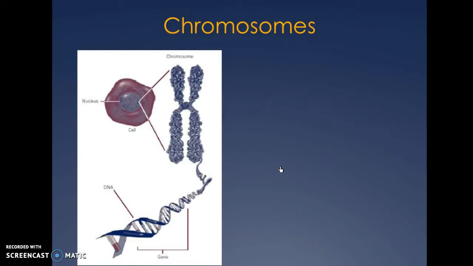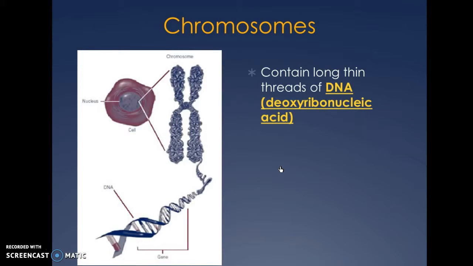Moving on to chromosomes. Chromosomes contain long, thin threads of DNA, deoxyribonucleic acid. So in the picture over here, we have a cell and we have the nucleus. Now you can see these darker spots inside, and when you zoom in on those, you're going to get this picture of a chromosome. And if you zoom in on the chromosome, you are going to get long, coiled DNA, deoxyribonucleic acid. Now this is found inside the nucleus, outside the nucleolus. So like that last picture, the spaghetti noodles.